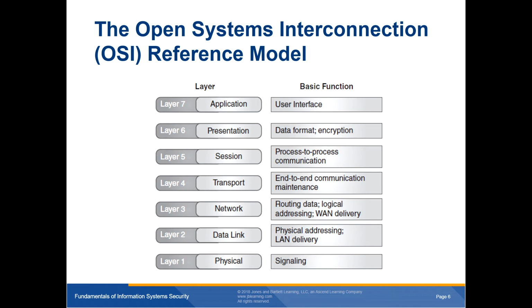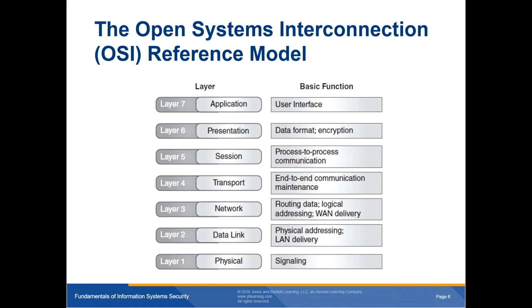Layer 1 is the physical layer. Its basic function is signaling. This layer is responsible for the physical operation of the network. The physical layer must translate the binary ones and zeros of computer language into the language of the transport medium. In the case of copper network cables, it must translate computer data into electrical pulses. In the case of fiber optics, it must translate the data into bursts of light.